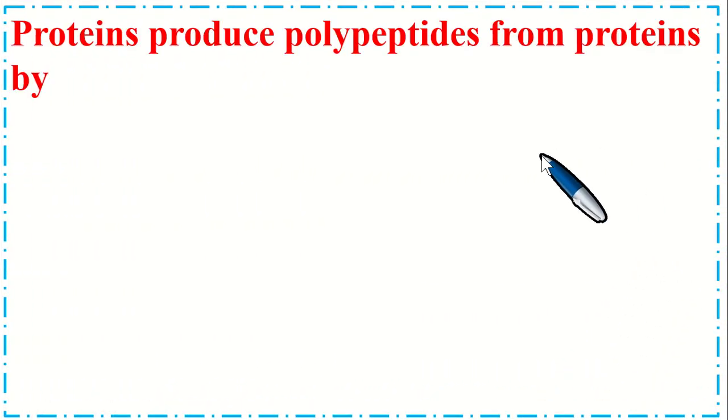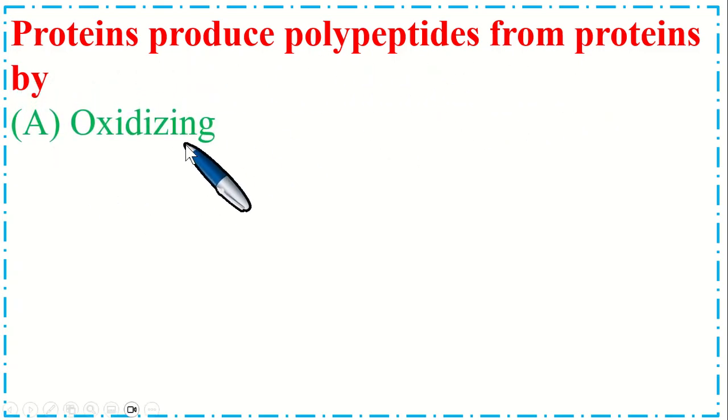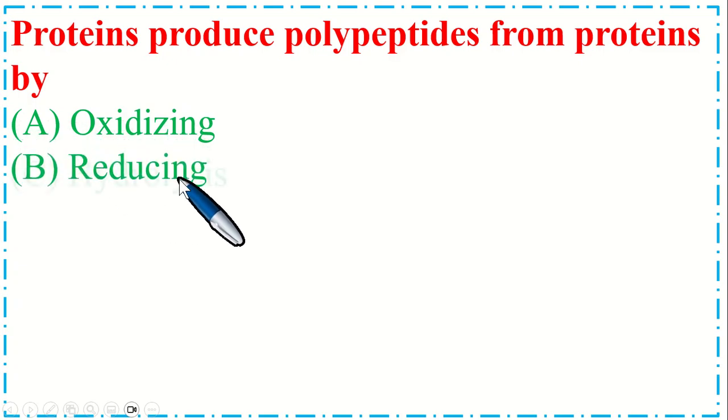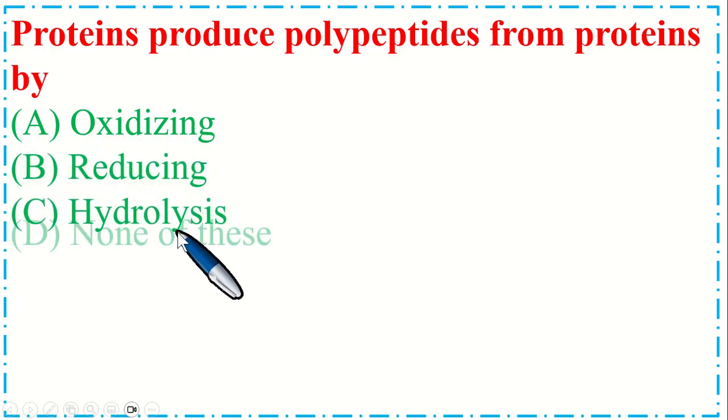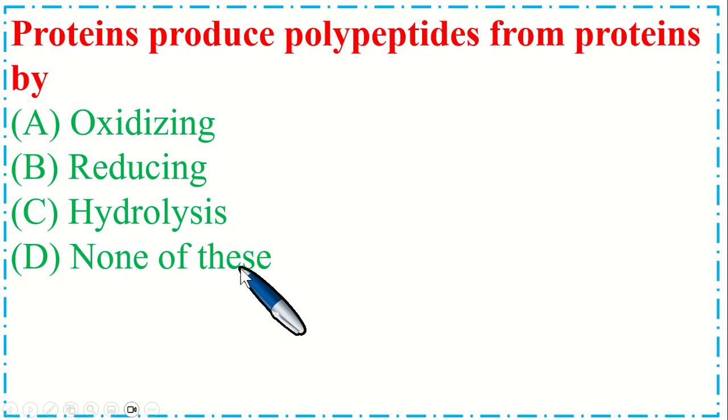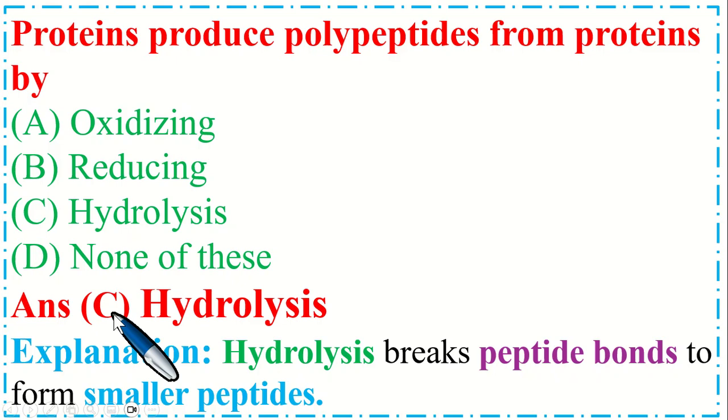So this is very important MCQs. Proteins produce polypeptide from proteins by option A, oxidizing, B, reducing, C, hydrolysis, and option D, none of these. So the correct option is C, hydrolysis. Hydrolysis breaks peptide bonds to form smaller peptides.